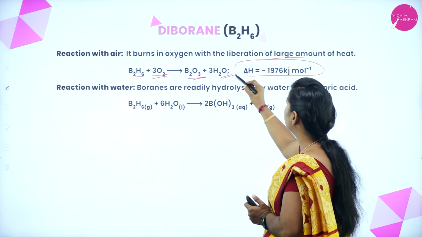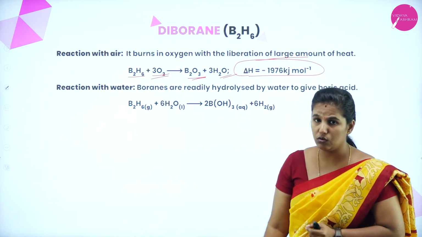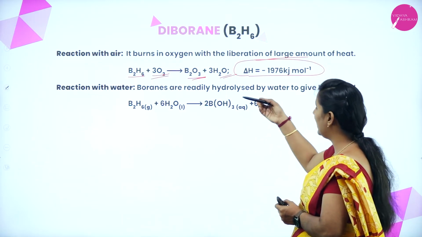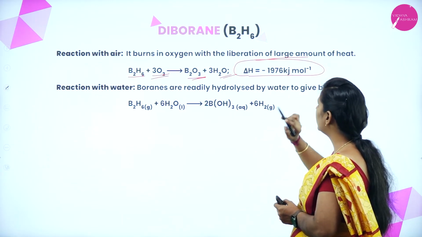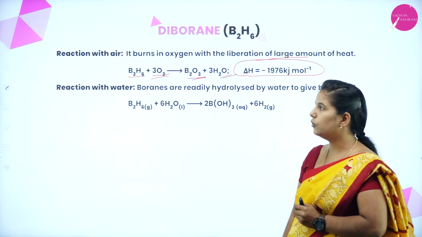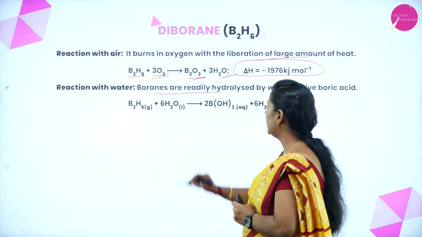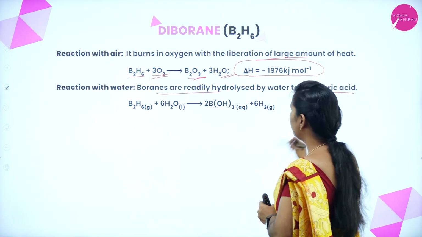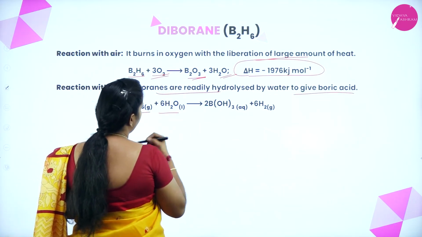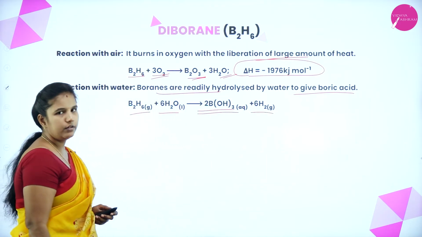You can see that this is a huge change in enthalpy. So during that process, a huge amount of heat will be released, around minus 1,976 kilojoules per mole. And when it reacts with water, boranes are readily hydrolyzed to give boric acid. So diborane, when it is treated with water, forms boric acid with the liberation of hydrogen.